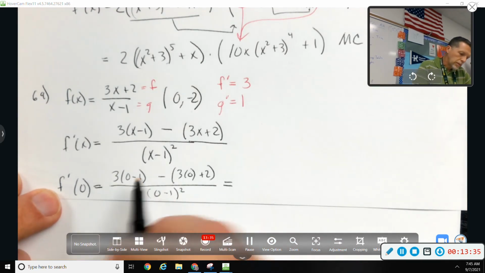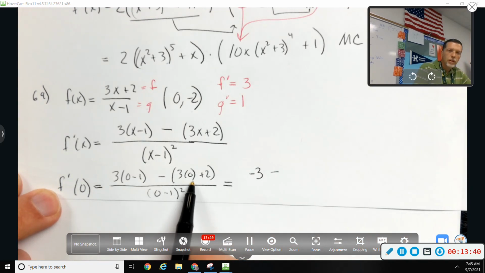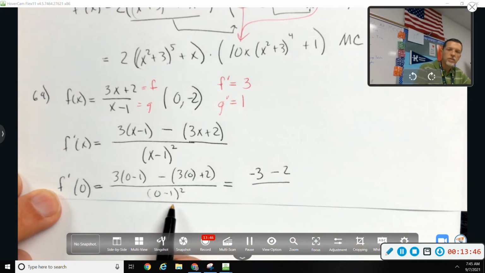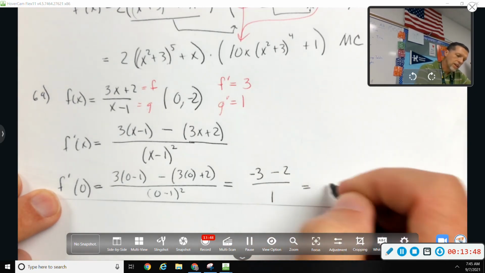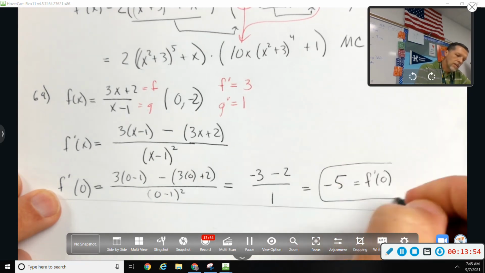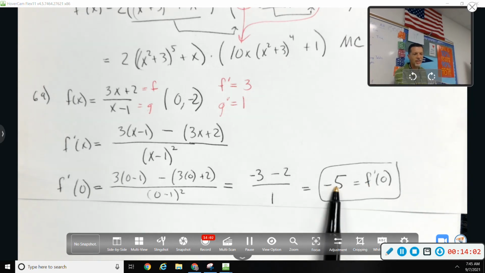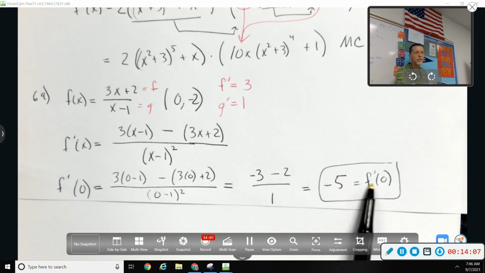Let's see, 3 times -1 would be -3, minus 3 times 0 plus 2 would be 2, all over -1 squared would be 1, so -5. So the slope of f at 0 is -5. The instantaneous rate of change of f at 0 is -5. The slope of the tangent line at f is -5. The derivative of f at 0 is -5. Again, just trying to remind you of all those different words we can say that all mean the same thing.